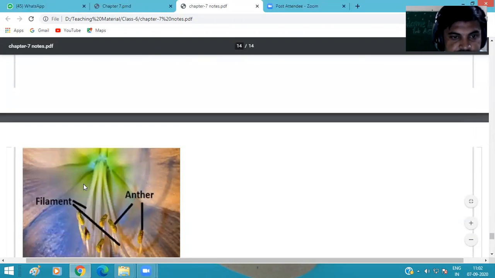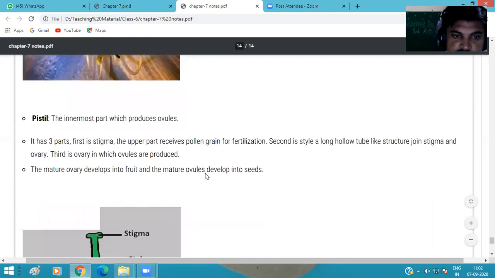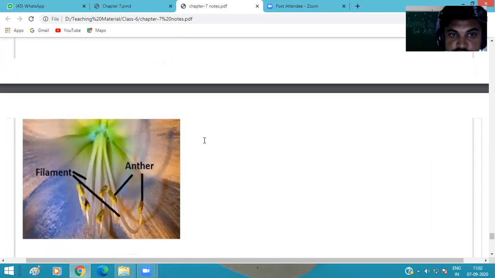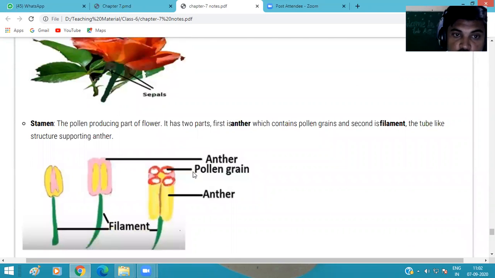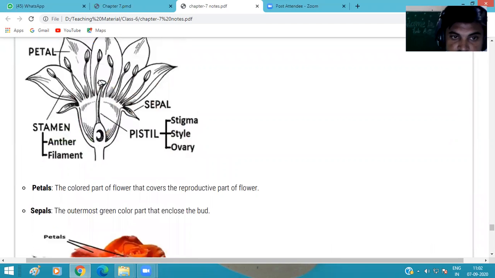Okay, here is another picture of the filament and anther. These tube-like structures are called filament, and the sac-like structure is the anther. Pistil, it is the female part. The innermost part of the flower which produces ovules is called the pistil. Okay, it is the pistil.